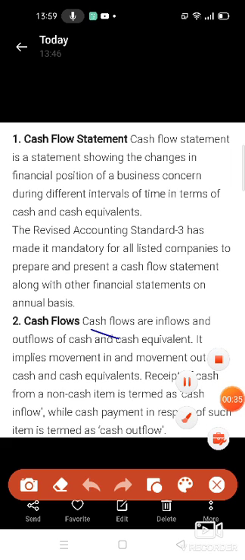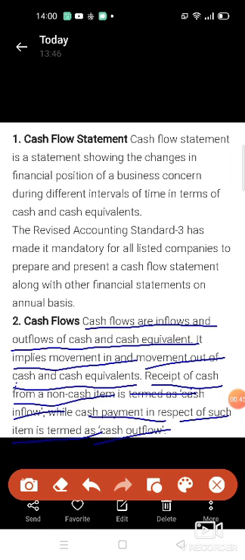Cash flows are inflow and outflow of cash and cash equivalent. It implies movement in and movement out of cash and cash equivalent.